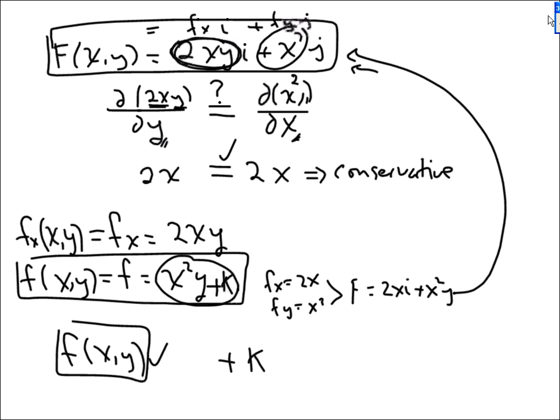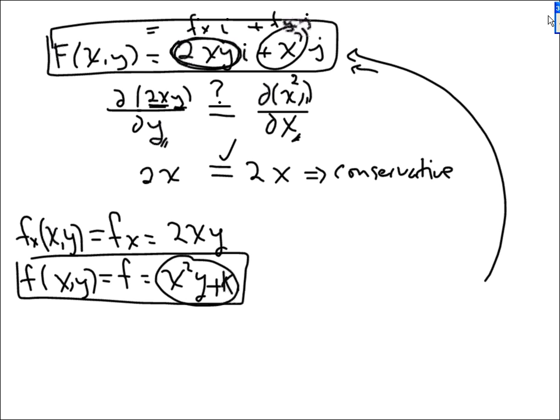So what I'm about to erase did not need to be done. And the answer is in the box. It's conservative, and I found the potential for f of x, y. Possibly if you are given an initial condition, you can find that constant. How do you like that? Try another one like this.